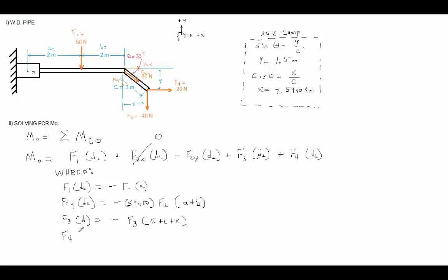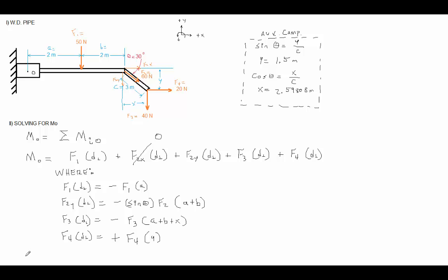And last we have F4. F4 is just F4. Its perpendicular distance to point O is y. In order to figure out which direction it's going, I'm going to hold my pencil here at point O, or my line, and I'm going to apply F4 perpendicular to that line. F4 would cause it to rotate this way, which means that F4 is going to produce a positive moment.